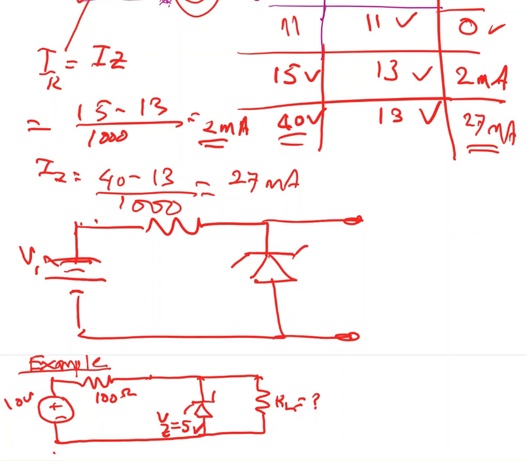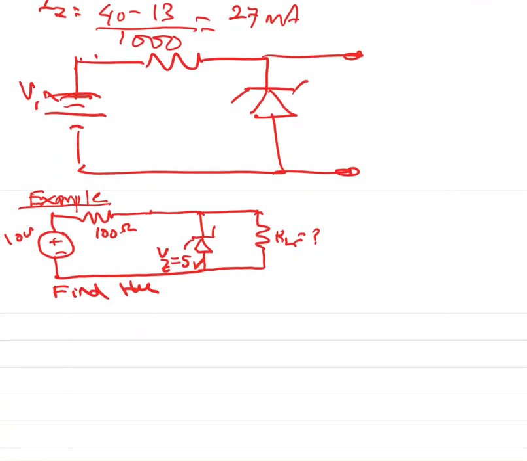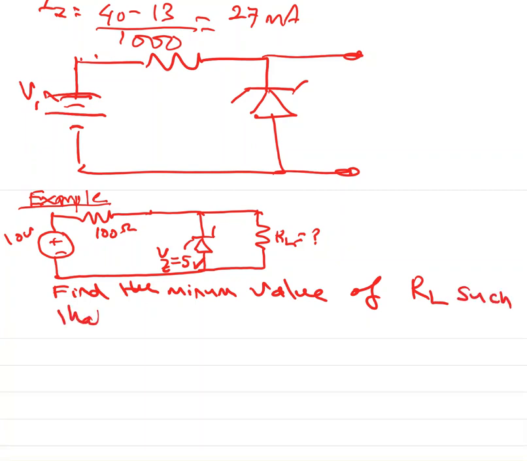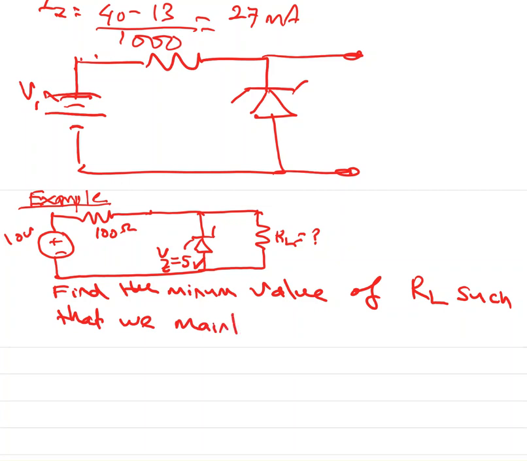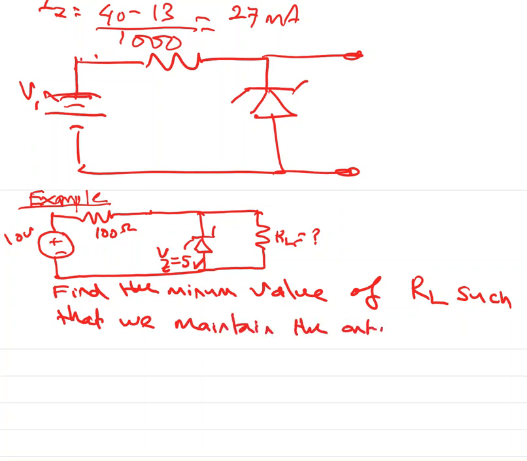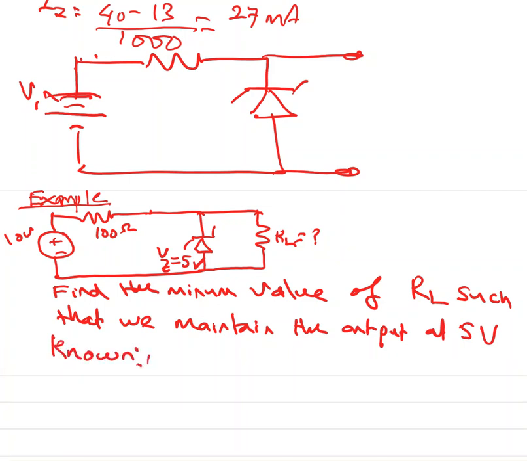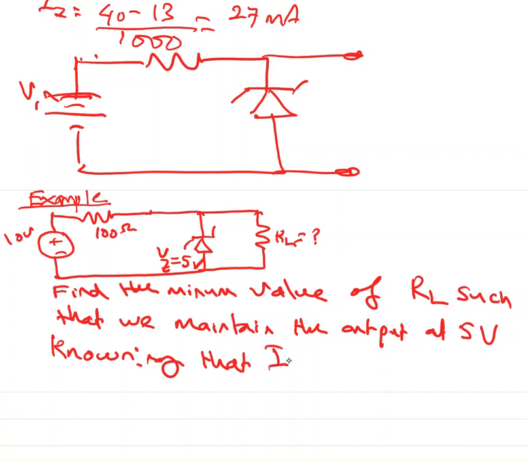The question says, find the minimum value of RL such that we maintain the output at 5 volts, knowing that IZK, which is the knee point of the Zener diode, is equal to 10 milliamperes.